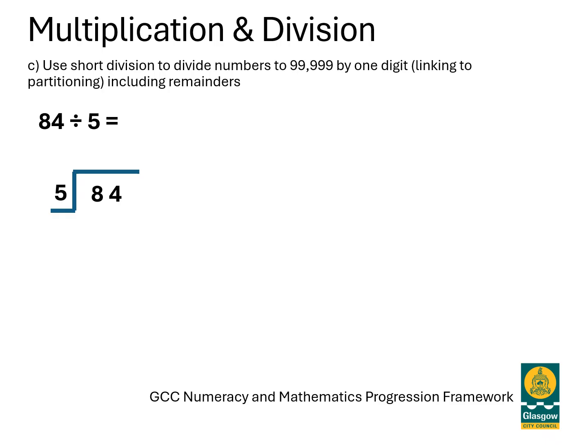In the same way, we want to provide a link to partitioning when we're using short division as well. So the short method for division should be laid out as shown on the screen there. 84 divided by 5, because we're interested in remainders here. So we want to provide them with questions that produce a remainder.